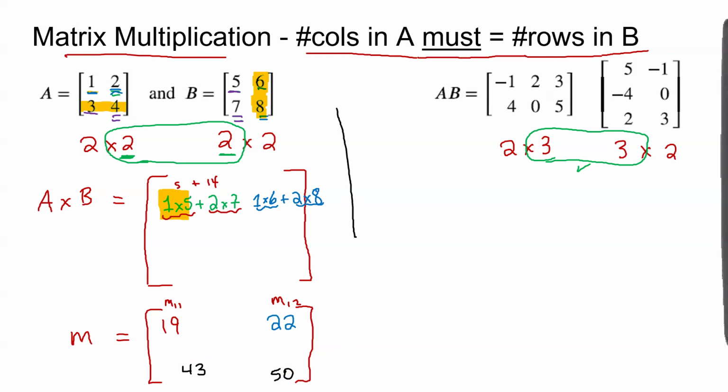Let's try this other one. This one is kind of a mismatch, but we can multiply it again because the numbers in the middle match. Notice here this one was 2 by 2. The numbers in the middle have to match.